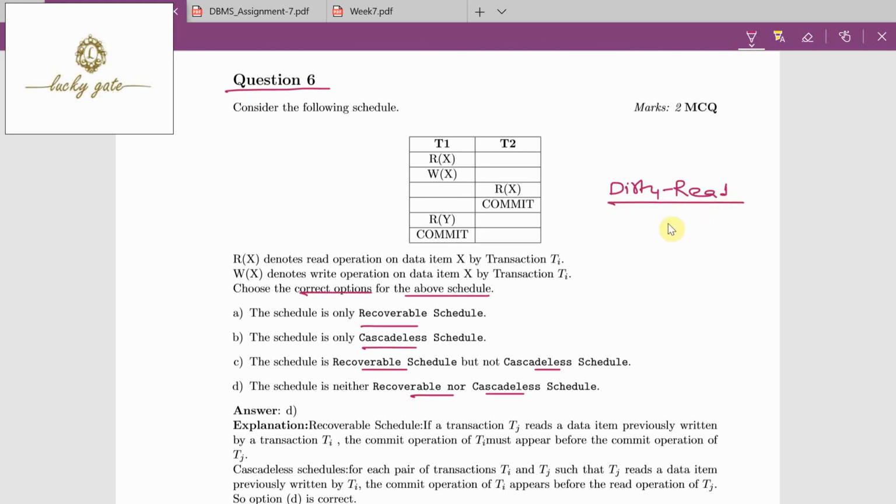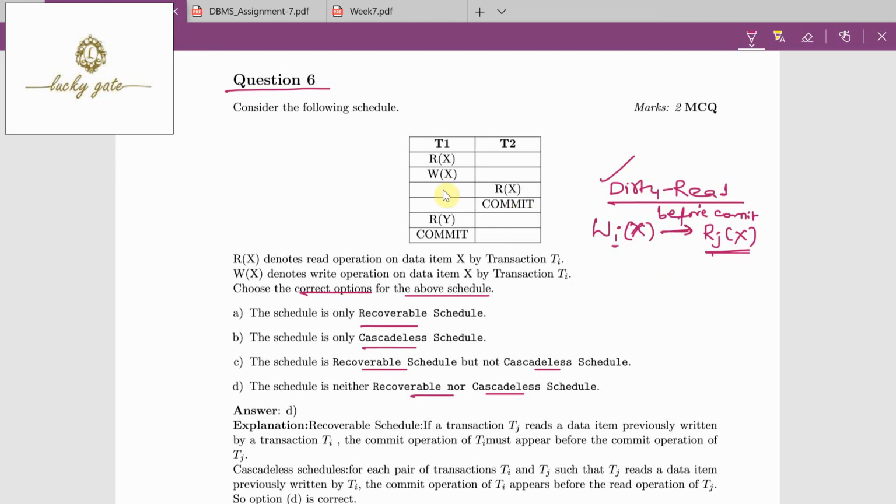Now what is a dirty read? Suppose some transaction I performs a write operation on some data X, and that write is read by some transaction J before I commits. If this read is possible before commit, it is called an uncommitted read, or we also call it a dirty read. It means that J is depending on the updated value of I. We say there is some dependency. If dependency is there, we have to think about recoverability and cascading rollbacks.